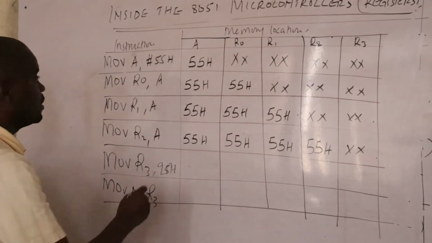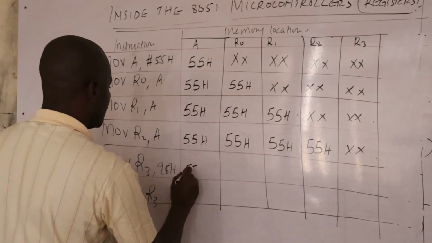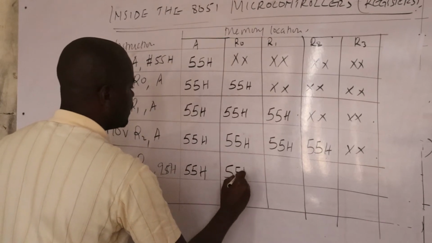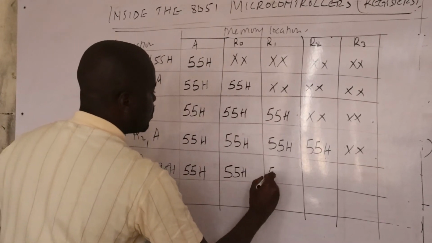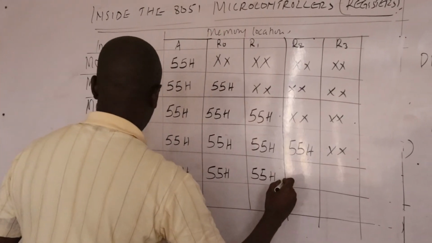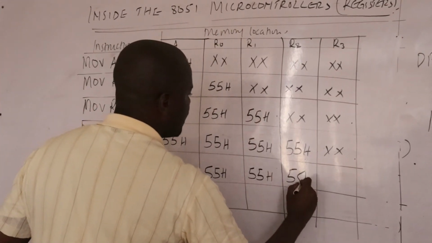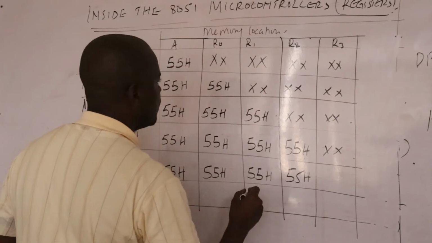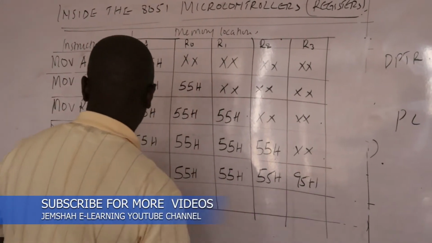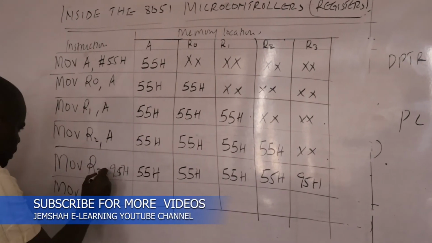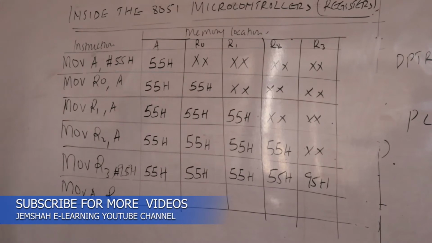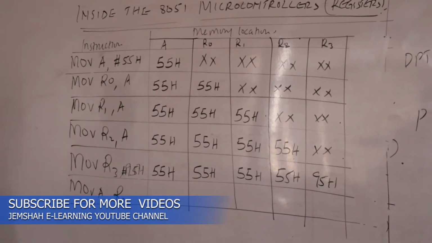So when we come to this, it means that A is not affected, R0 is not affected, R1 is not affected, so it will still have that. Then R2 again, we will still have 55H. R3 will now have 95H because 95H, it should be a pound sign, 95H should be copied to that.